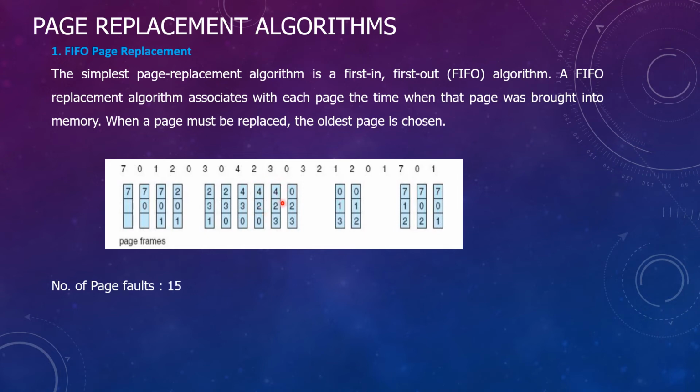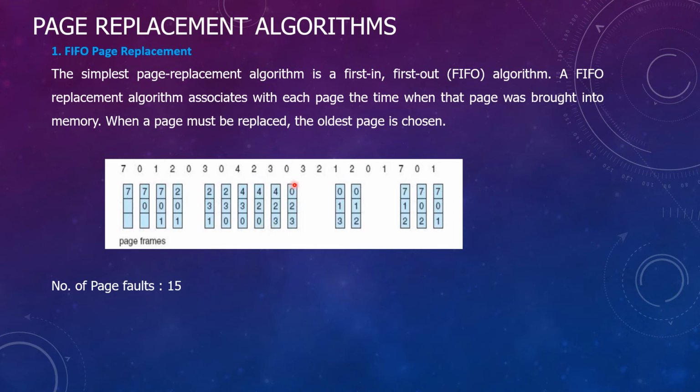The next page we have to load is 3. 3 is not already loaded in the memory, so you have to choose a page for replacement. We find 0 is the oldest page, so we replace 0 with 3.